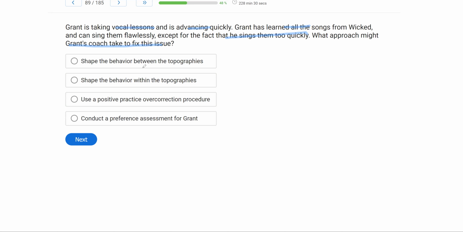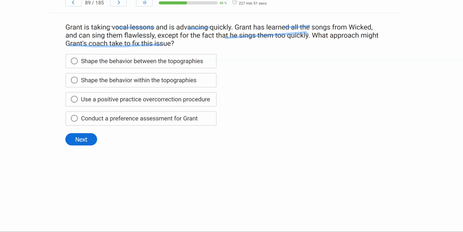Well, if we look at A and B, shape the behavior between topographies and shape the behavior within topographies. What is the difference? When we shape between, that is what we typically think about in shaping, right? Where we are shaping new responses, we're creating new response classes, and we're changing the form of the behavior. When we shape within, we're not changing the form, we're just changing the magnitude of that behavior. And so we don't need to change Grant's form necessarily because he knows all the songs flawlessly. We need to change some aspect of it, which is that he sings them too quickly. We have to shape within that topography to change the speed of that song.